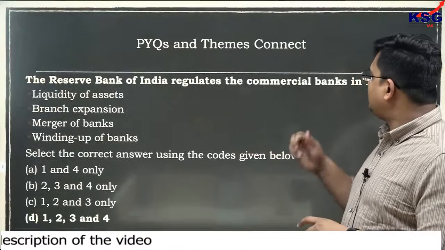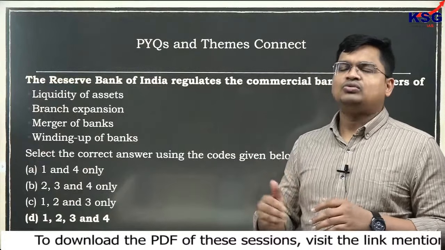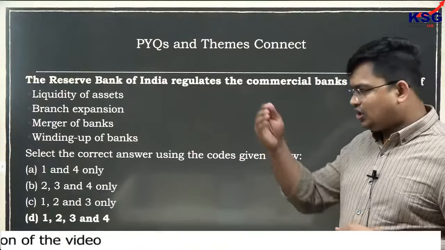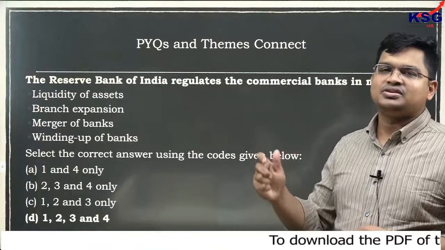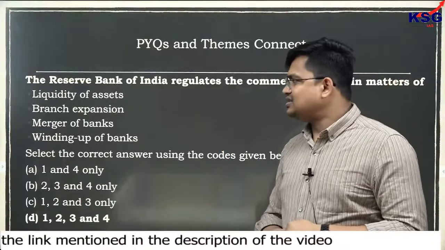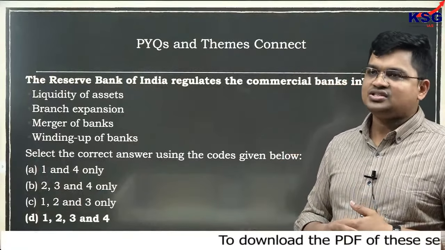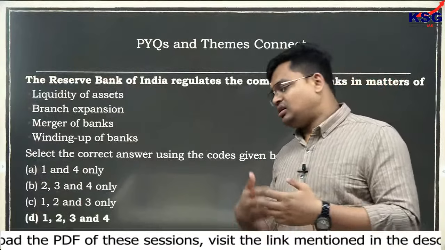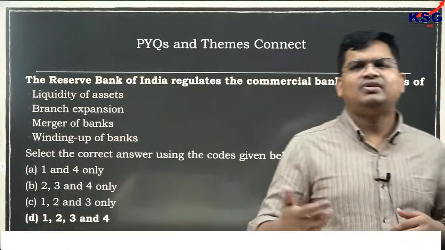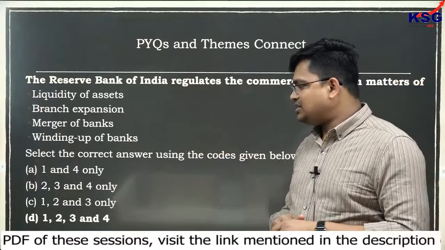The Reserve Bank of India regulates the commercial banks in matters of what? As you know, the RBI regulates commercial banks as per the Banking Regulation Act of 1949. But what are the components on which the RBI controls commercial banks? The first option is liquidity of assets. Suppose discounting or rediscounting bills of exchange, anything for which a commercial bank wants funds, then the RBI can provide funds against certain financial assets, let's say government securities. So liquidity of assets. Then branch expansion.